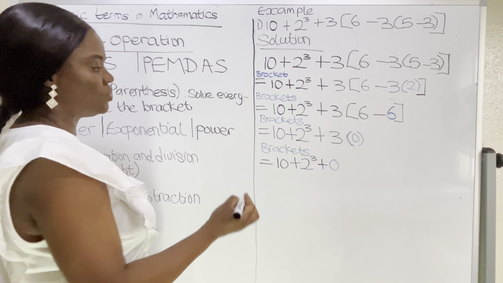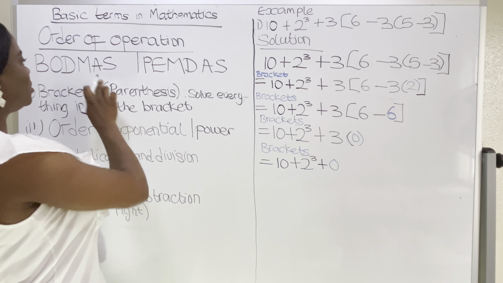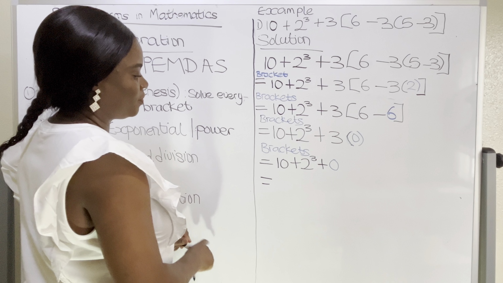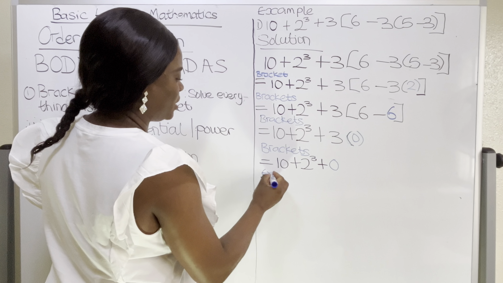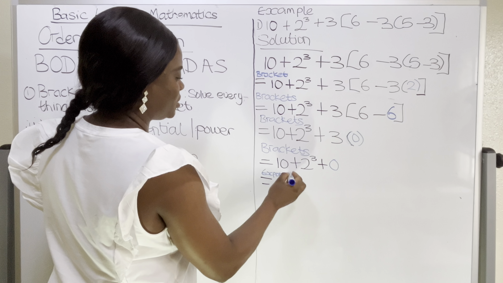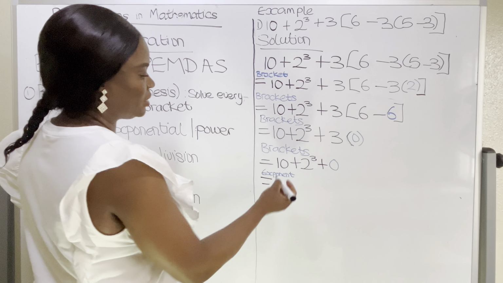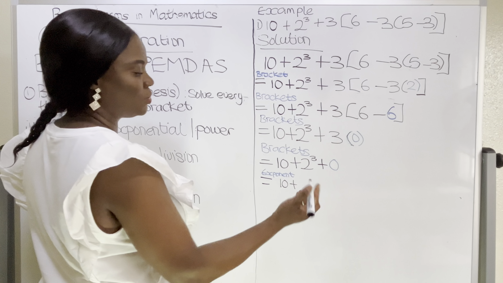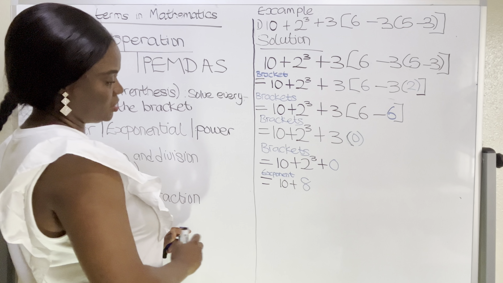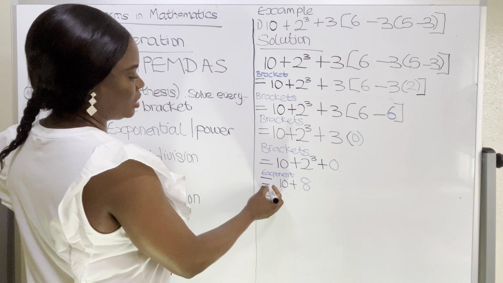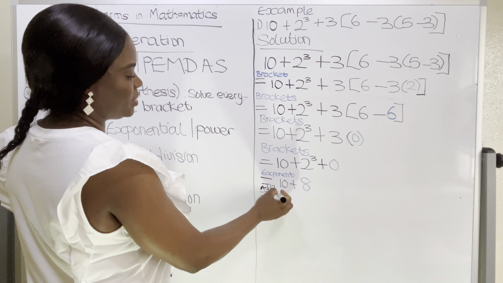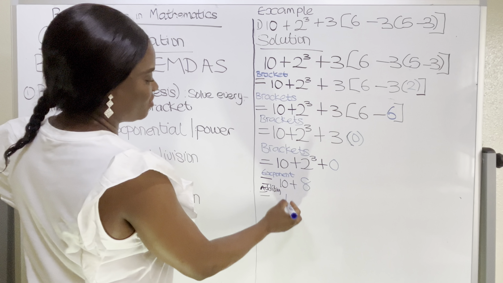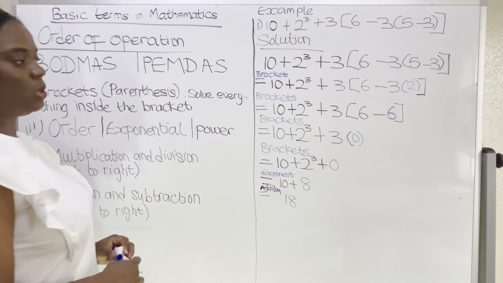The next thing we are going to do here is the exponentials, the order. So we are going to take 10, 2 to the power of 3, that's 2 times 2 times 2, that's 8. The last thing now is going to be my addition, which is my next step. Addition, which is the last thing on this equation, which will give me 18.